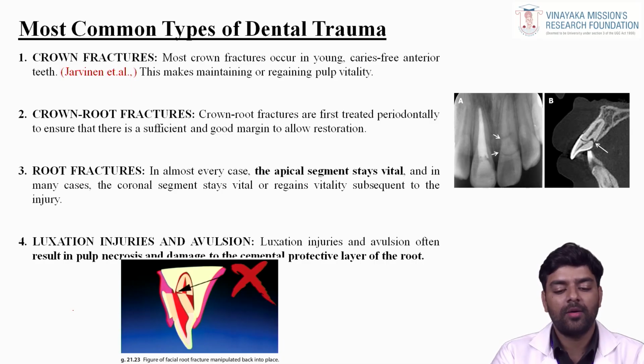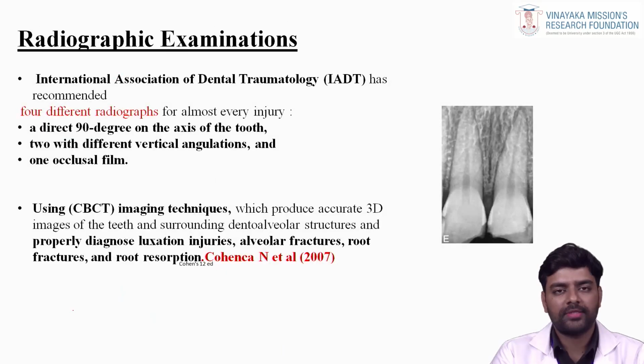Crown root fractures are mostly first treated periodontally, to ensure that there is a sufficient and good margin to allow restoration. In root fractures, in almost every case the apical segment stays vital, and in many cases the coronal segment of the pulp stays vital or regains vitality subsequent to the injury. Luxation injuries and avulsions often result in pulp necrosis and also damage to the cemental protective layer of the root.